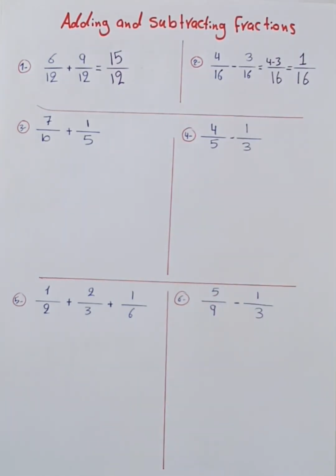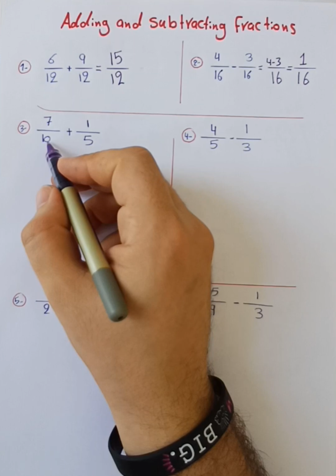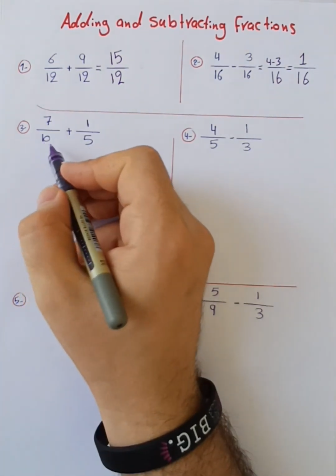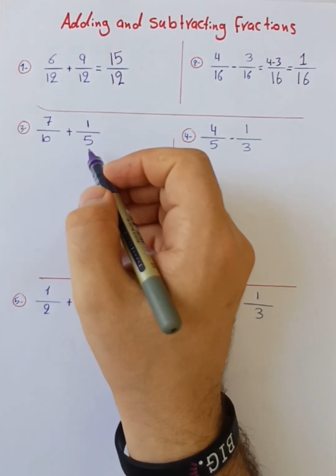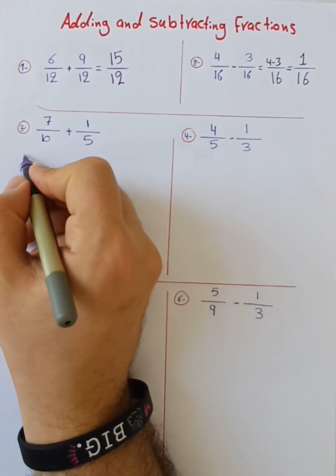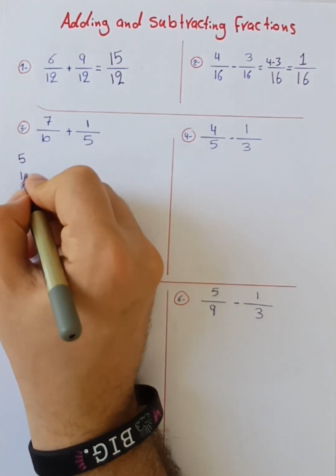Example number 3, we have 7 out of 10 plus 1 out of 5. In this case we have different denominators, 10 and 5. It means these two fractions are not like fractions. So first we have to find the least common multiple for the denominators, and then change the fractions to the same denominator and then add. So you have to find the least common multiple for 5 and 10.